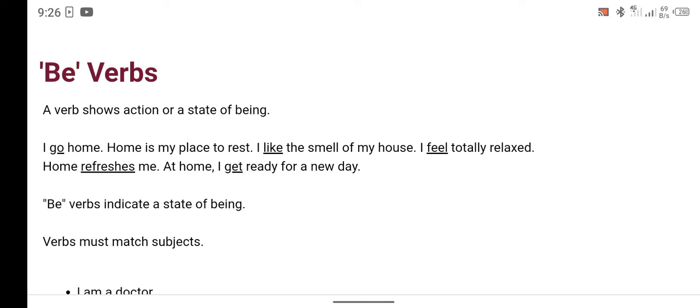I go home. Home is my place to rest. I like the smell of my house. I feel totally relaxed. Home refreshes me. At home, I get ready for a new day.